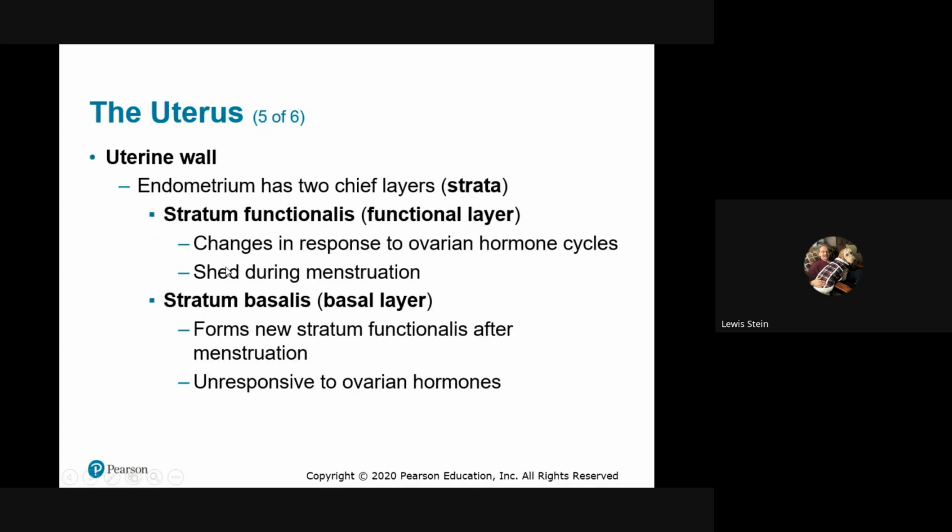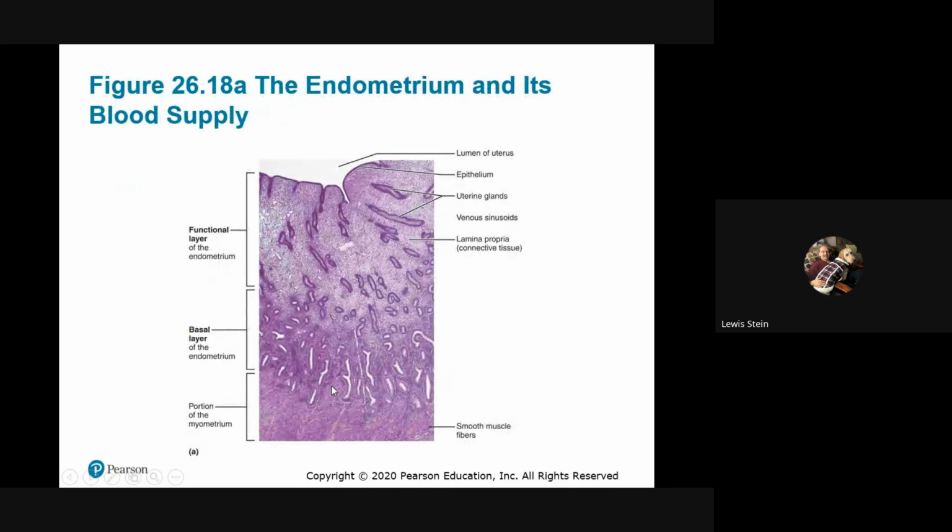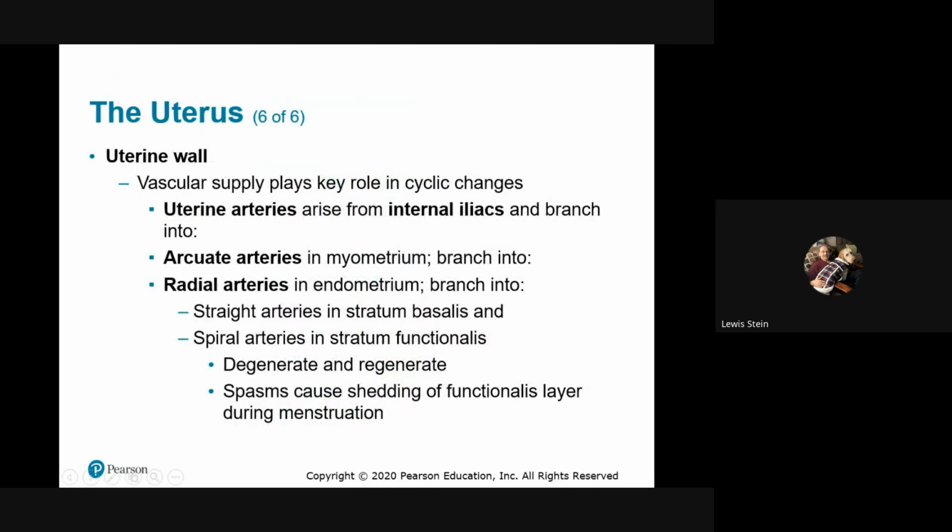So here's the summary with that. The functionalis and the basalis. The response to ovarian hormones is the functionalis. It's the functional layer, shed during menstruation. The basalis is always there. It doesn't respond to those hormones. This is a very well developed functionalis because you can see these glandular structures. You'll see the illustration that points the same way, but this is the actual micrograph of it.